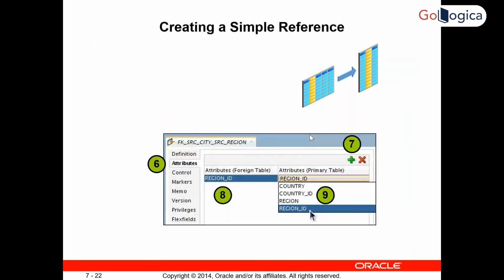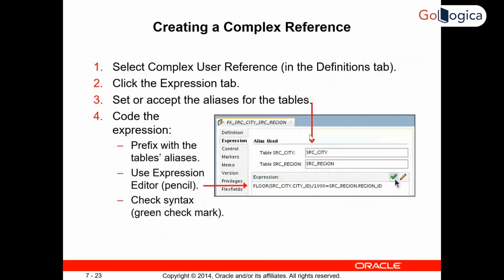Like this, we can tell the column which we require to use. We can tell that the region ID column is the foreign key column mapping to my primary key column. And we can create a complex reference also, not based on a single column, as we can define an expression for the complex reference.